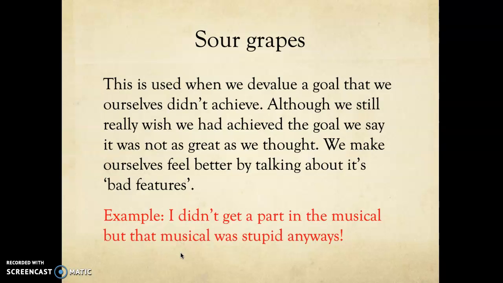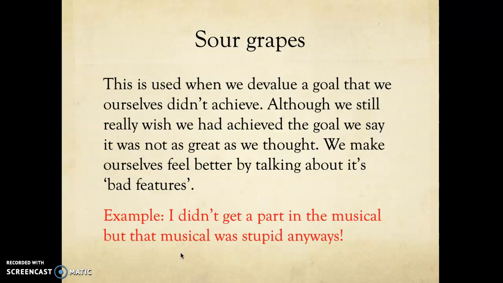Next is sour grapes. So this is used when we devalue a goal that we didn't achieve. Okay, so this is something we wished we had achieved, but when we didn't, we just say, oh, it's not as good as we thought. We make ourselves feel better by talking about its bad features.